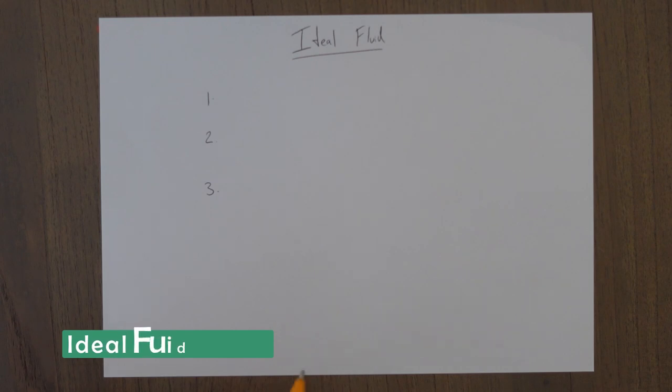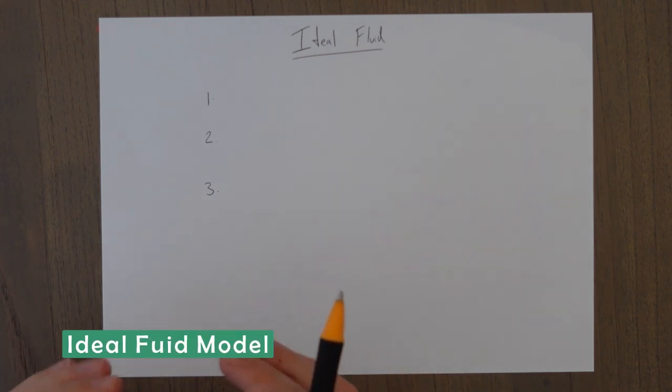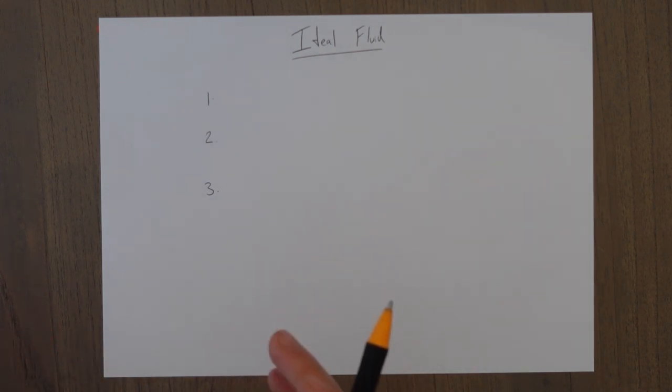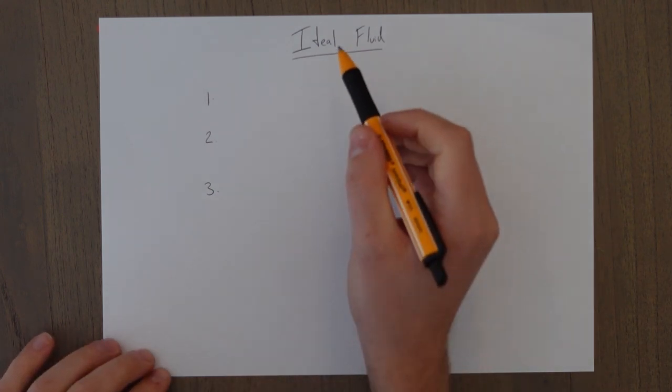The first tool for describing airflow is to simplify the picture. It's a complex thing, aerodynamics, but if we simplify the picture, we can make it easier for us to understand. So to do that, we will first consider air to be an ideal fluid.